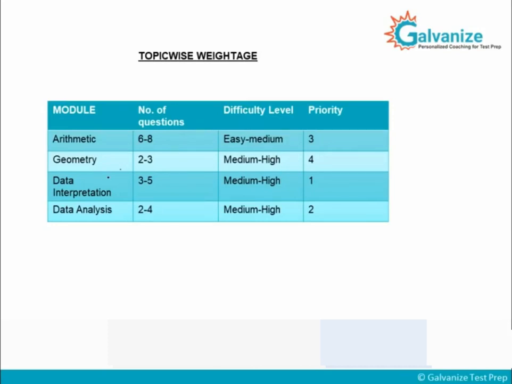Arithmetic, geometry, data interpretation, data analysis. I have not included algebra here because algebra is always intertwined with arithmetic. So which one carries first priority? Data interpretation. You will have 3 to 5 questions in GRE with a medium to high level of difficulty. The difficulty level is also specified here. Data interpretation comes first. But by difficulty, I don't mean long calculations.